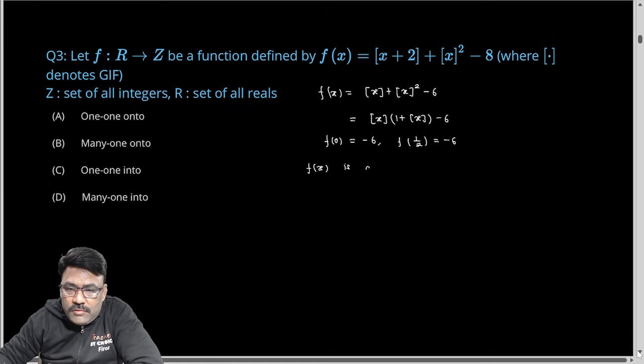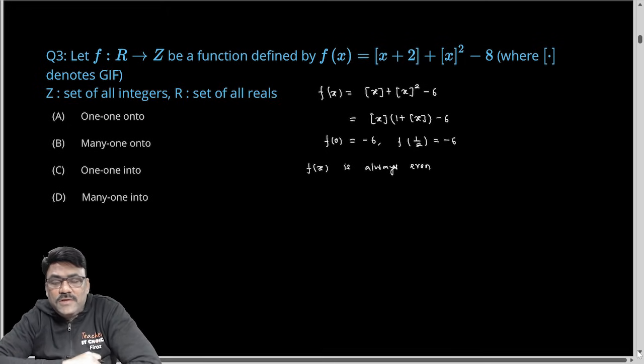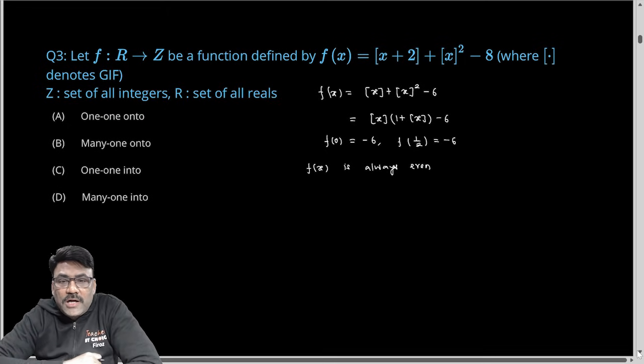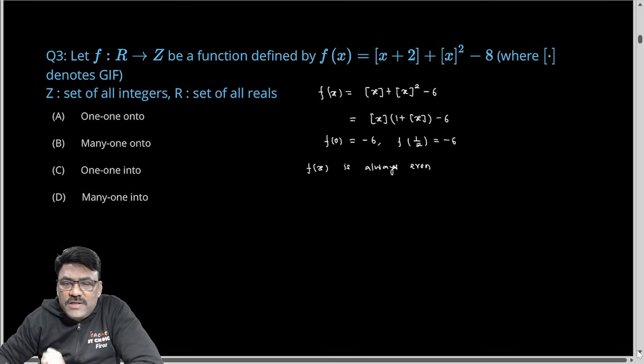f(x) is always even. Means odd integers cannot be there in the range. Odd integers are not there in the range. So hence range cannot be equal to Z. Range is not equal to Z. And since range is not equal to codomain, hence it is an into function. So this function is many-one into, which is option D.